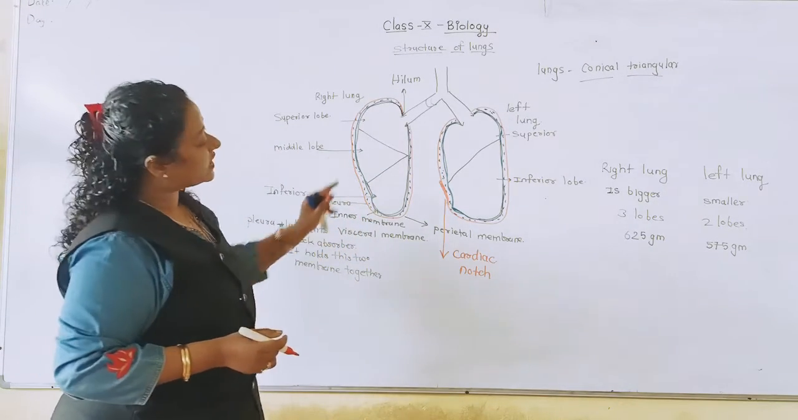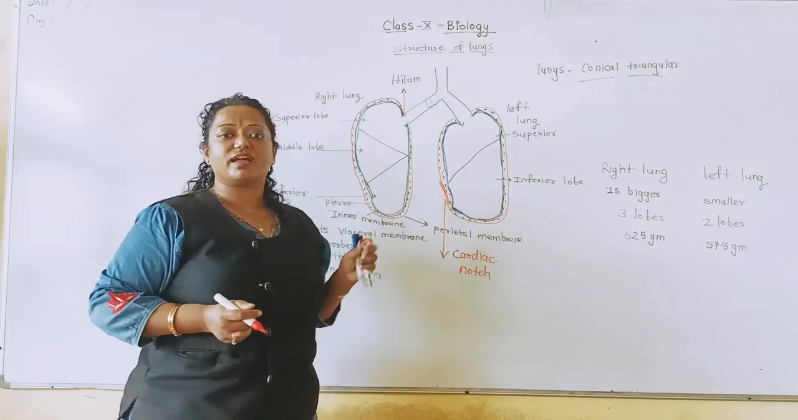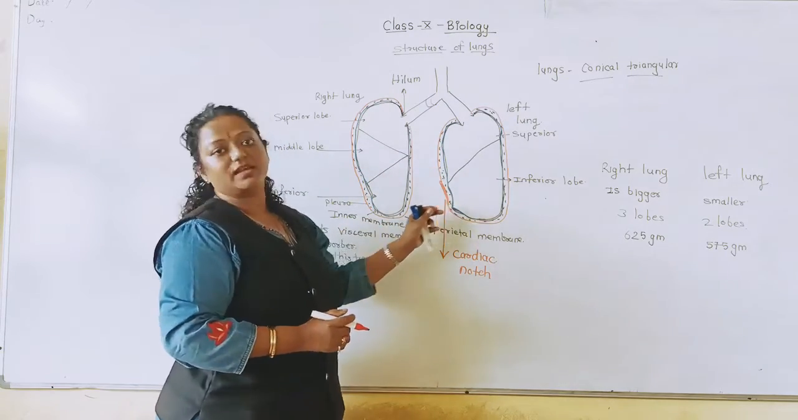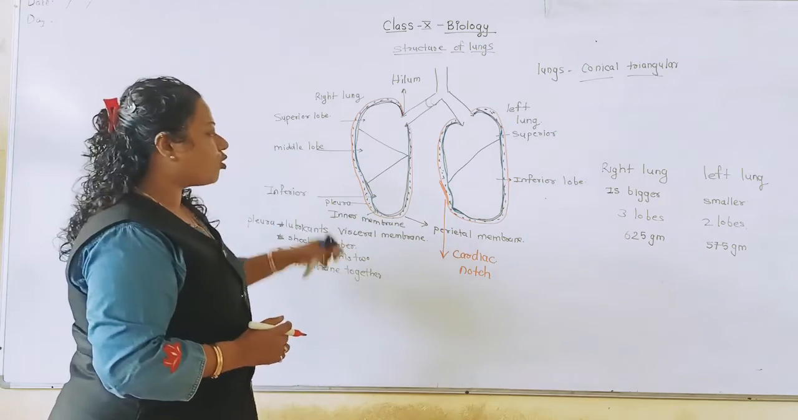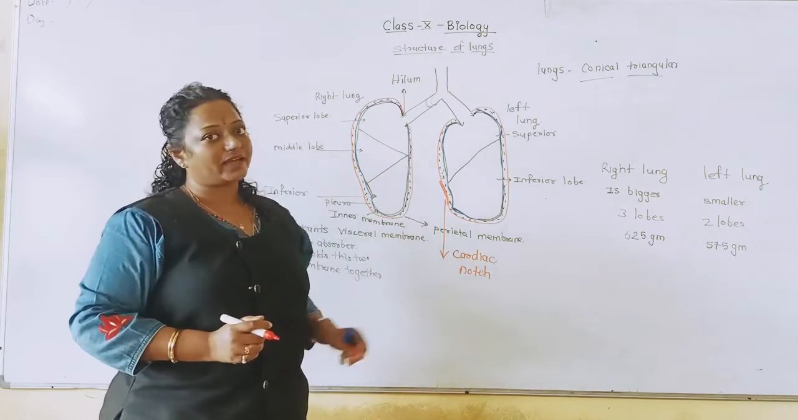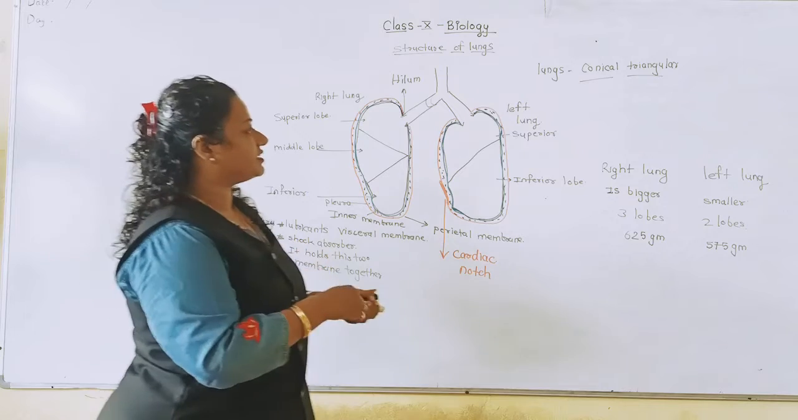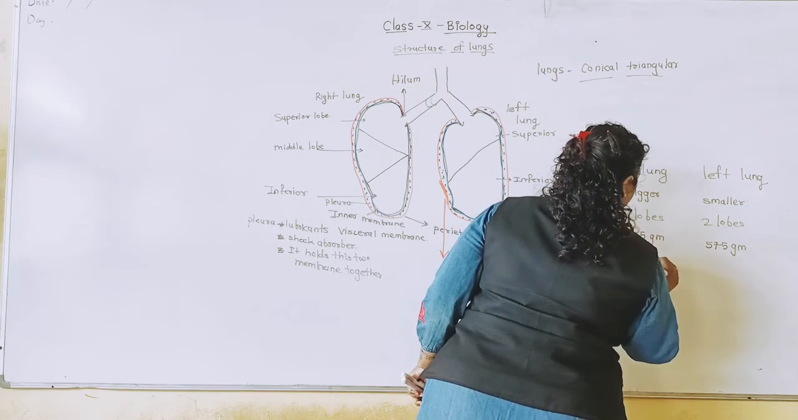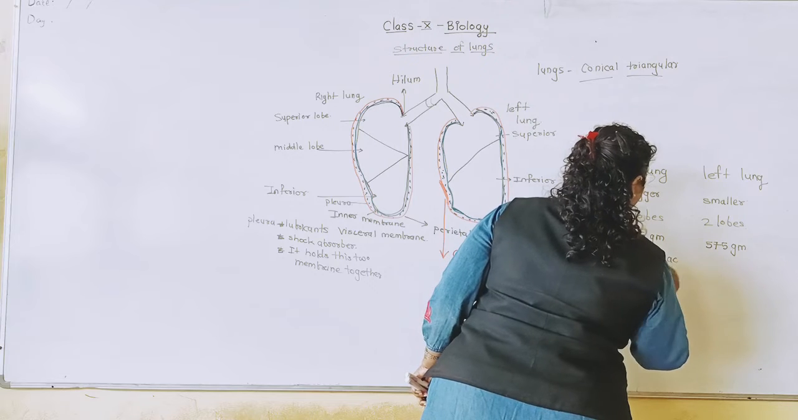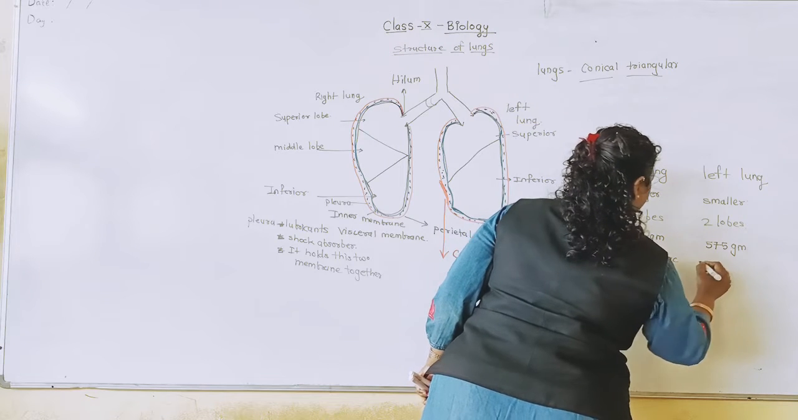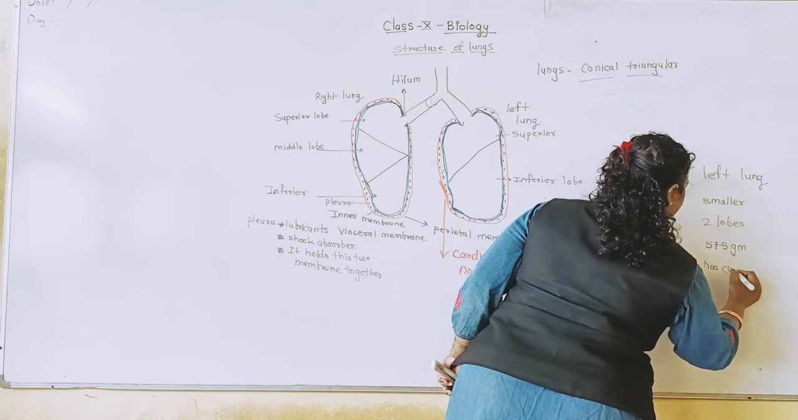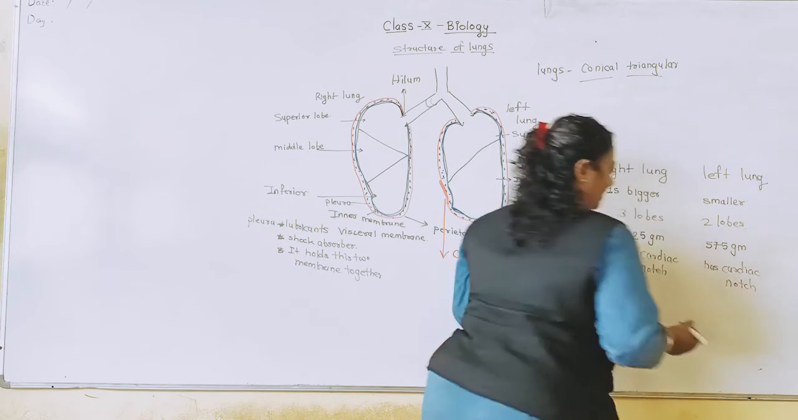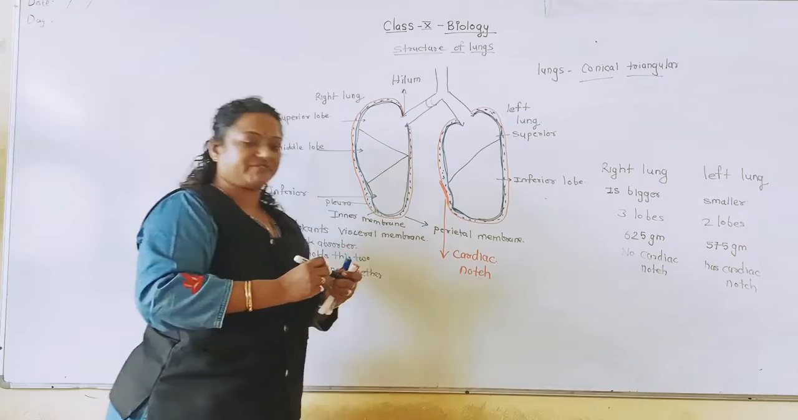Can you guess, students, why the cardiac notch is present in the left lung? Because the heart is placed here. Understood? The heart is placed here, so it will have a cardiac notch. So we can write this difference: the right lung will have no cardiac notch, and the left lung has a cardiac notch. Okay students, so this is the next difference.